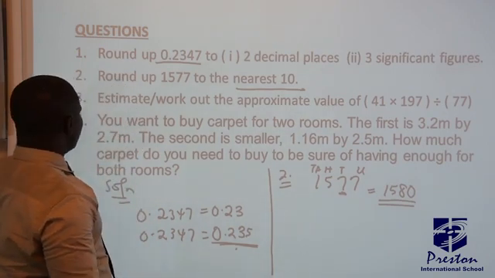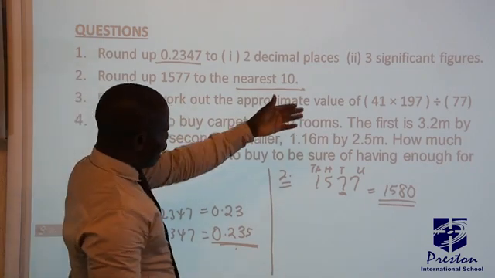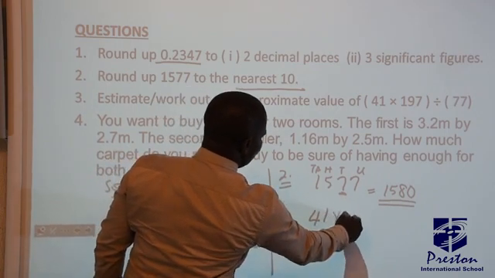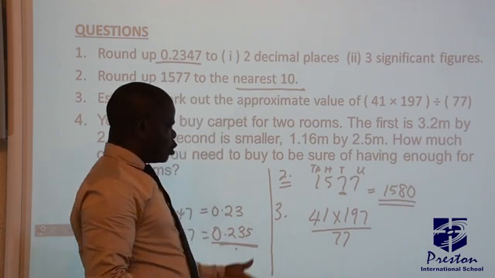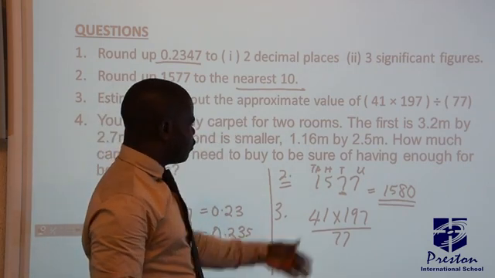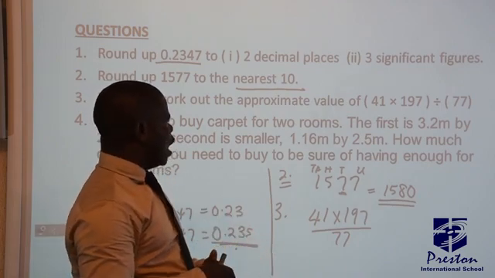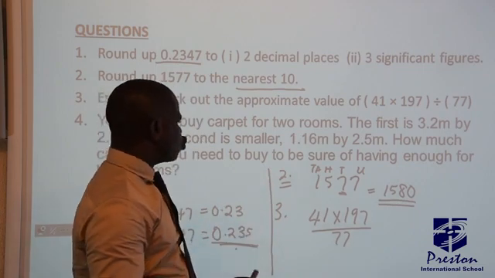Now the third question says, estimate or work out the approximate value of that particular question. That is 41 times 197 over 77. Now, you don't have your calculator. How do you approximate this? An approximate value means you are not getting the exact figure. You are only getting a figure that is probably closer or a little bit more than the actual number.